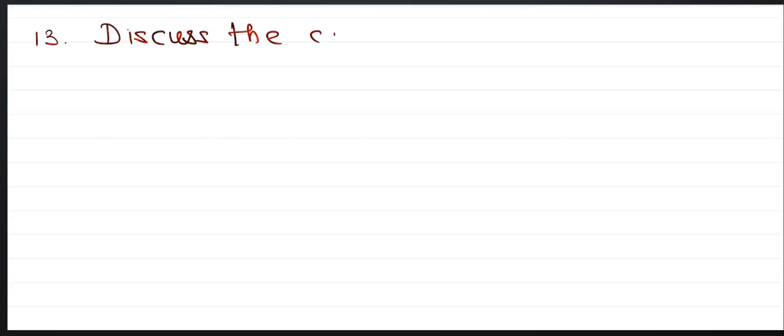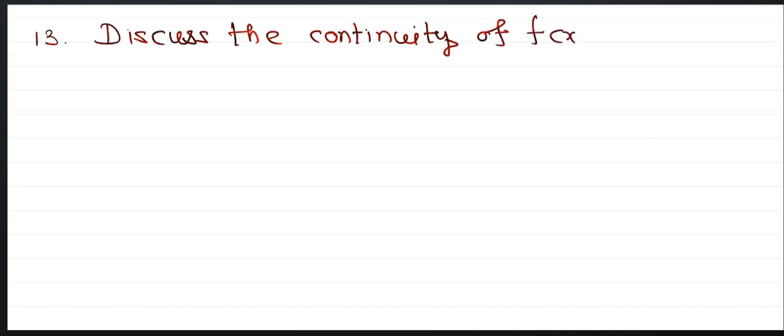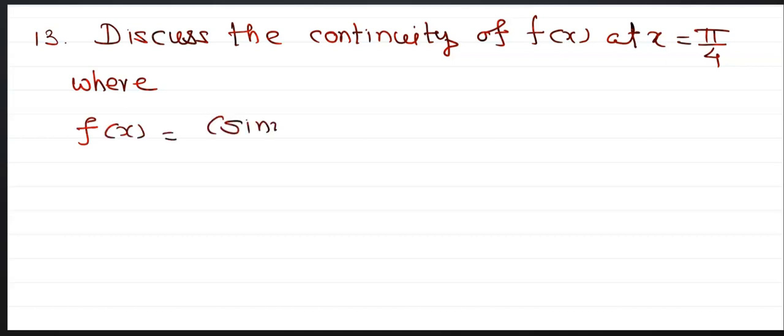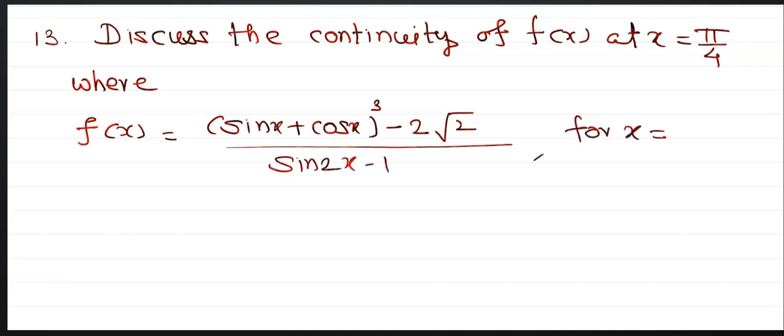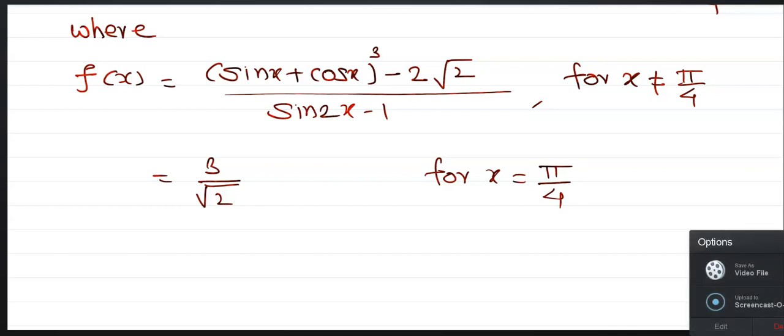And problem number 13. Now we'll see question number 13. Discuss the continuity of f of x at x is equal to pi by 4, where f of x is equal to (sin x plus cos x) raised to 3 minus 2 root 2, for x not equal to pi by 4, and for x equal to pi by 4 the value of the function is equal to 3 upon root 2. Now we will find the limit of the given function, and its value must be 3 upon root 2, then the given function will be continuous. Now let us start.